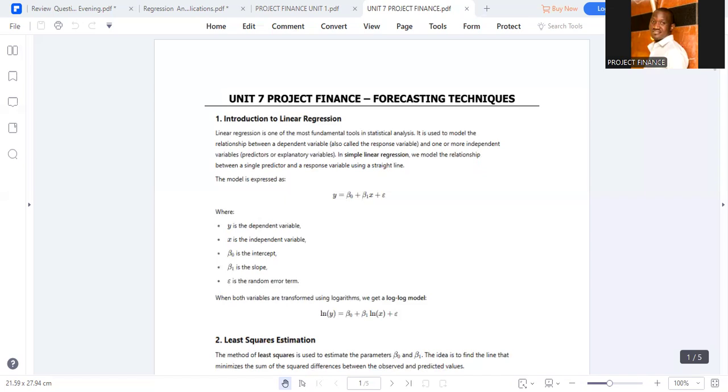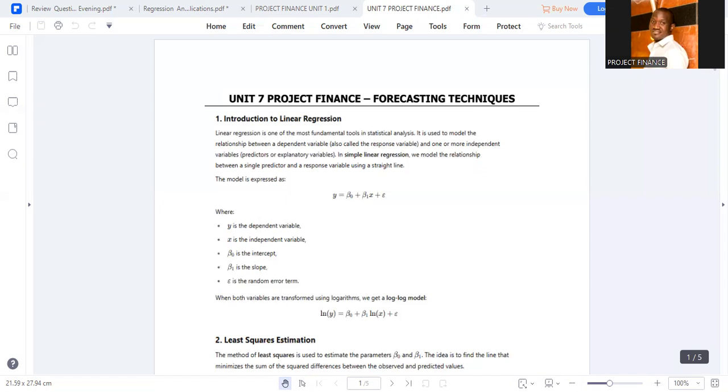two or more variables. In its simplest form, simple linear regression is one model that helps us investigate how one independent variable, which is a predictor or an explanatory variable, is used to predict the value of a dependent variable, which is a response or an outcome.